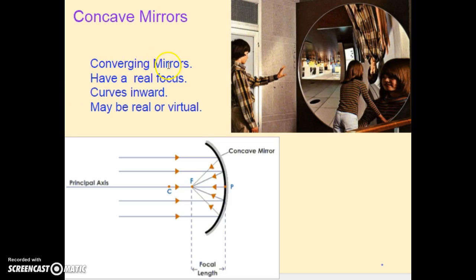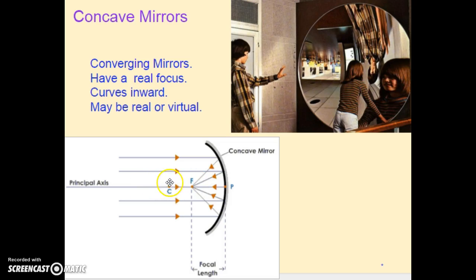Concave mirrors are converging mirrors. They have a real focus, they curve inward, and the image may be real or virtual. Notice that with my concave mirror, light is coming from the left-hand side, along what we'll call the principal axis, and it reflects and converges at the focal point. Here, you'll see that if I am inside the focal point, I see myself as being larger. If I am beyond the focal point, I'm upside down.